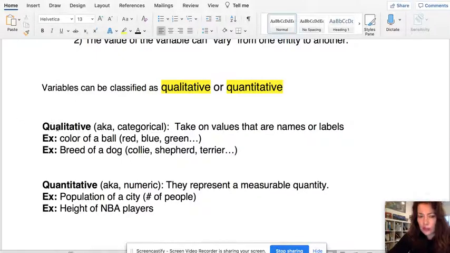So if we look at the first one, qualitative, also known as categorical, so it has the same name, it means the same thing. That takes on values of either names or labels. So for example, the color of a ball, the color of your hair, or whether you are a ninth grader, a 10th grader. Those are all categorical data. In other words, they don't have a numerical value attributed to it. Another example is a breed of a dog. So this is known as categorical.